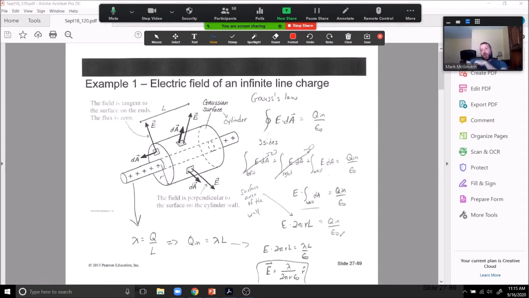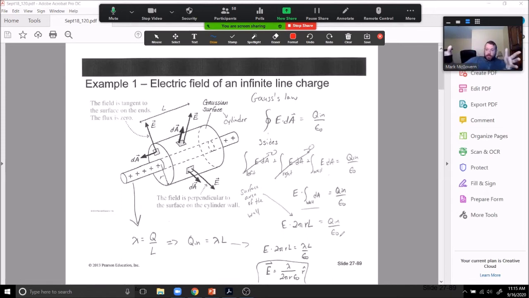Okay, so we can't enclose all of the charge, right? Because this thing is infinite. So we're trying to figure out how much charge is in our cylinder. Well, we have to invoke our charge densities. Gamma, sigma, or eta, however you like it, and then rho.